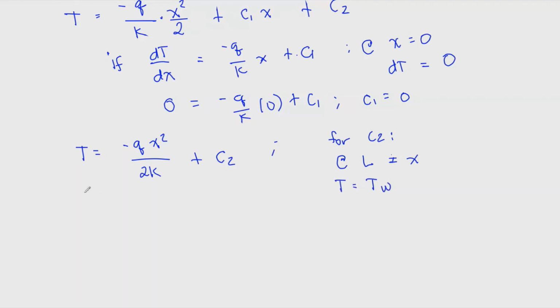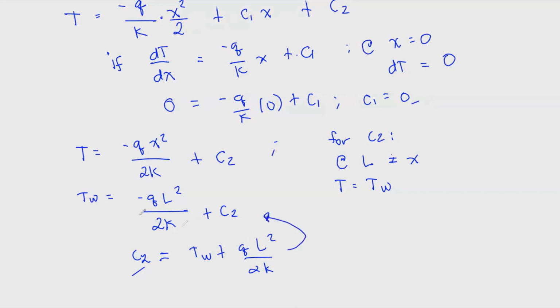So we'll be substituting that Tw is equal to negative q L squared over 2k plus C2. In this case, C2 is actually equal to Tw plus qL squared over 2k. Now, since we already have C2 and C1 is equal to 0, let's plug in this value of C2 to our equation.